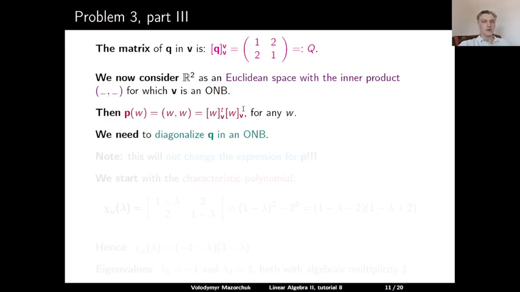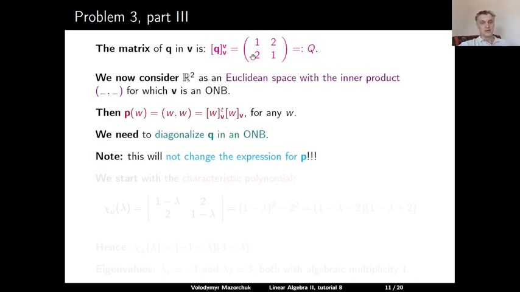And when we do the orthonormal change of basis, this will not change the expression for P because of the base change formula. We will have here in the middle the transformation matrix transposed times the transformation matrix. But for the base change between two orthonormal bases, the transformation matrix is orthogonal, and so the transpose is the inverse. So they will cancel out, and the form for P will be the same.